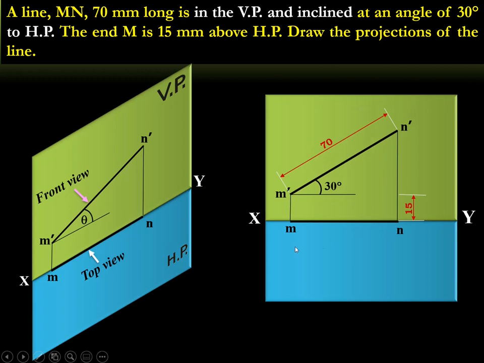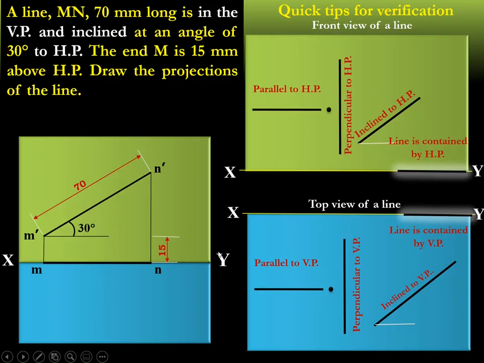From this diagram we can observe that the length of the front view is equal to its true length and the length of the top view is shorter than the length of the front view. Now let us verify the final solution using quick tips.